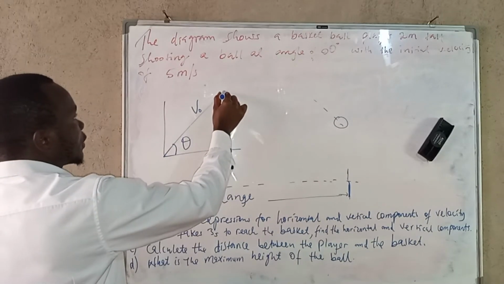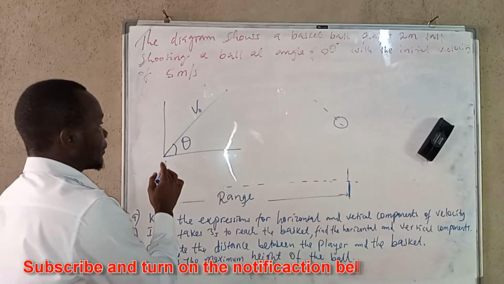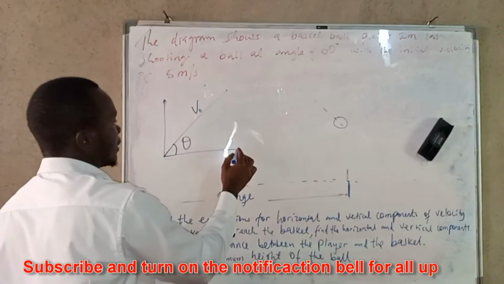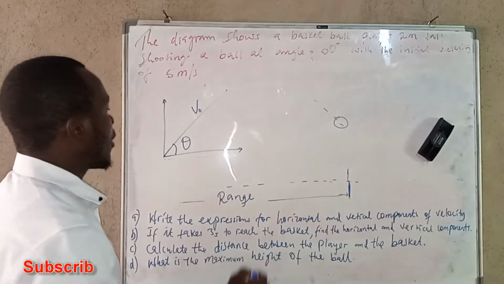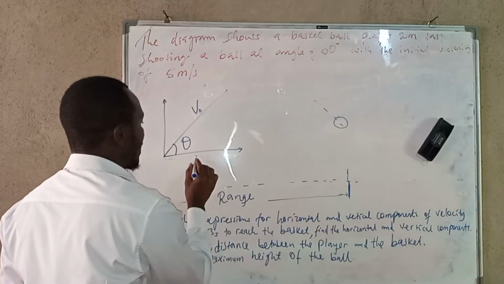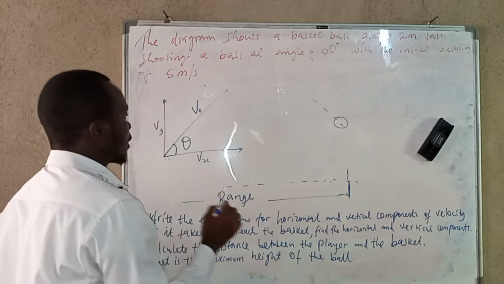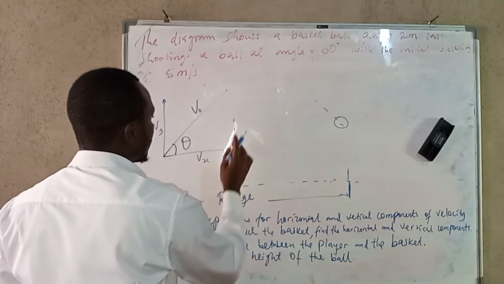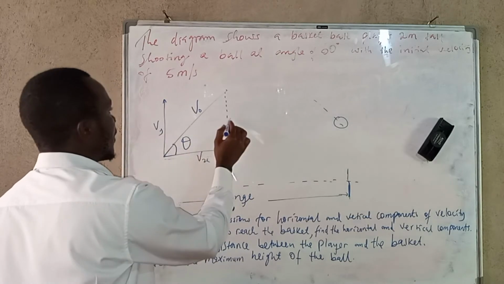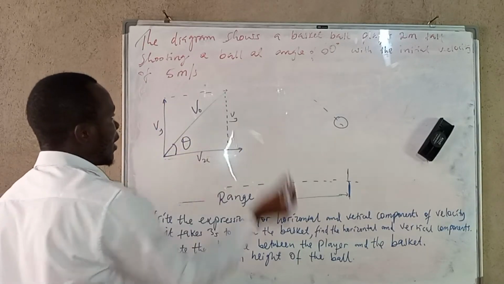So now, when we want to resolve this, we have the horizontal component in this line, then the vertical one is in this direction. This is x, so let us call the horizontal component Vx, and let us call this one Vy. So we can resolve from this. This is Vy, and also this is Vy. This one and this one are also equal.